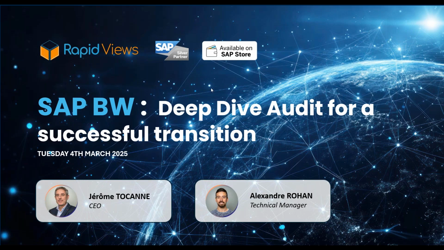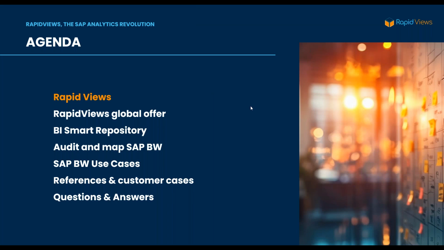We are going to talk about Rapid Use. What do we do? What is our global offer? We'll talk about our BI Smart Repository and then our business content, and we'll talk about how to audit and do some mapping on SAP BW. We'll talk about use cases, and we'll talk about references, and we will take your questions and answer all your questions.